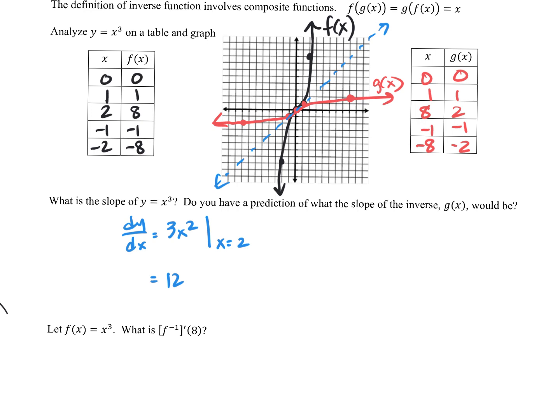Oh! You just said the reciprocal of 12 is 1/12. Where do we think my inverse is going to have a reciprocal of 1/12? Let's think about this real fast. Why is it 1/12?